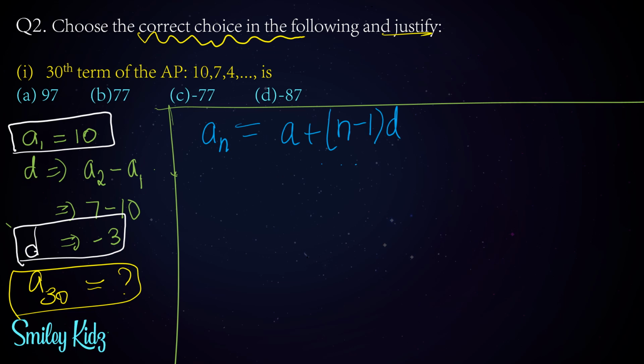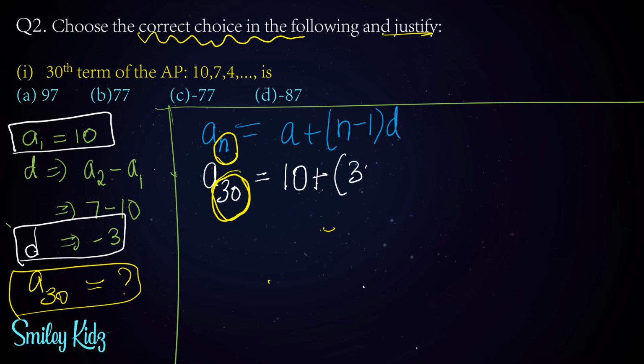an is equal to a plus n minus 1 into d. Well, here we're going to find out a30, isn't it? So a30 will be equal to what? What is the value of a? The value of a is 10. Now you might ask me, there is no value of n over the given information. So what should we substitute? Well, you're unknowingly given with the value. You're going to find out a30. That means your value of n is 30, isn't it? So it's going to be 10 plus 30 minus 1 into what is the value of d? d is minus 3, isn't it?